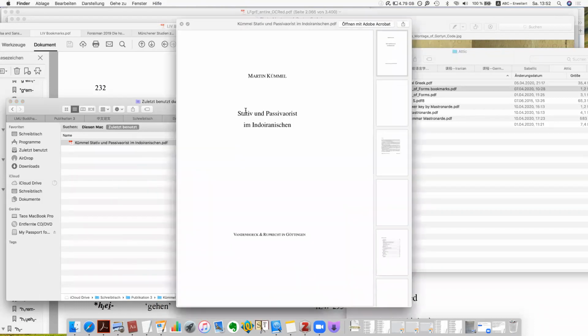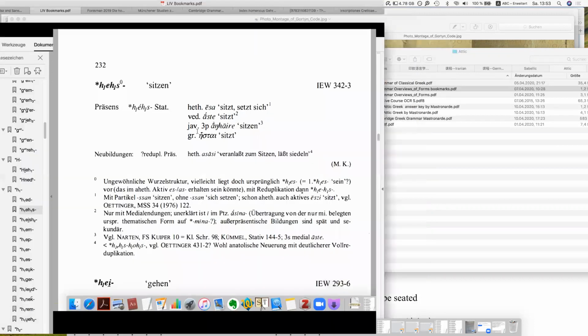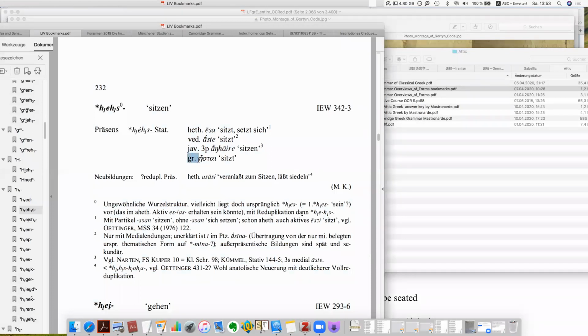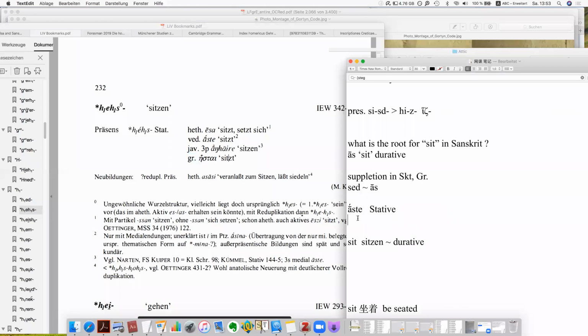So this is a book you should use, called Stative and Passive Aorist in Indo-Iranian. And then we also have in Greek called astai. So the form, this is Vedic, and then this is Greek called astai. So this is again very good correspondence between Greek and Sanskrit. The correspondence is perfect.